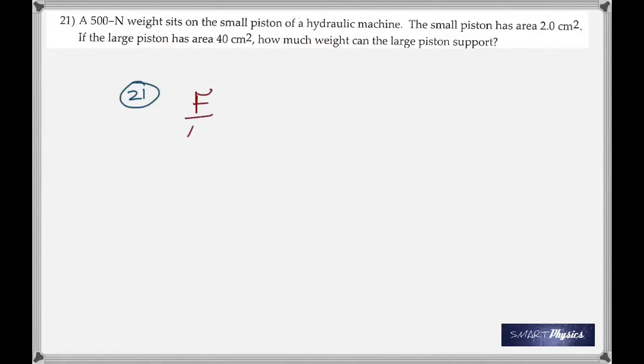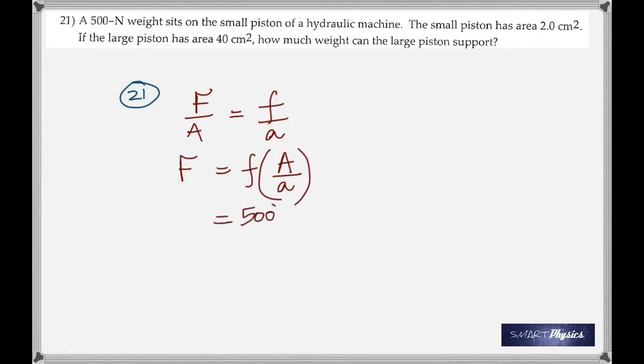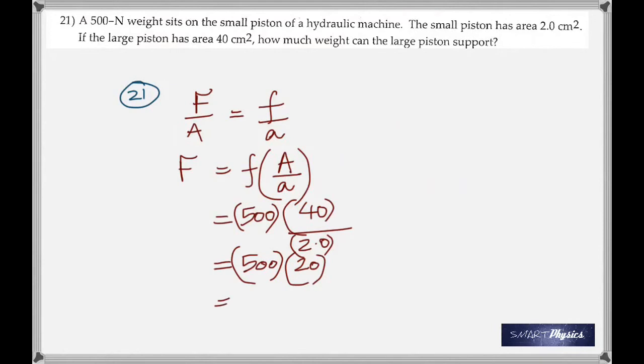Pressures are equal on both sides. Pressure is force by area. So the bigger force by the bigger area should be equal to the smaller force by the smaller area. Rearrange. Small force is 500 newtons. The bigger area is 40. We can have it in centimeters squared here because it's a ratio and it'll cancel out. So you get 500 times 20, which is 10,000 newtons. So see that a 500 Newton force is converted into a 10,000 Newton force.